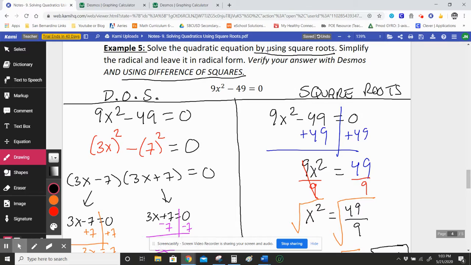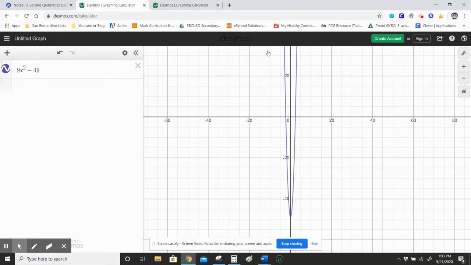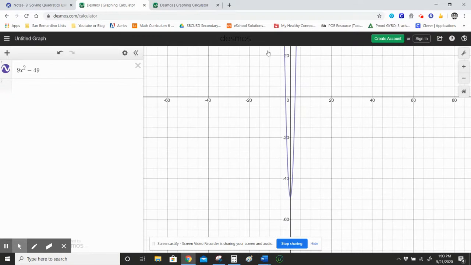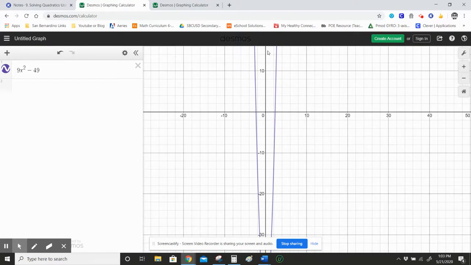Now, just for kicks and giggles, let's verify this using Desmos. So the graphing calculator, 9x squared minus 49 equals 0. That's exactly the graph that I get. It's a parabola going upwards. If I check my two answers, my two roots, it's actually this and this, positive and negative 2.33.